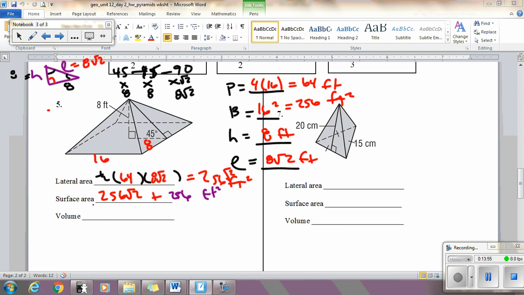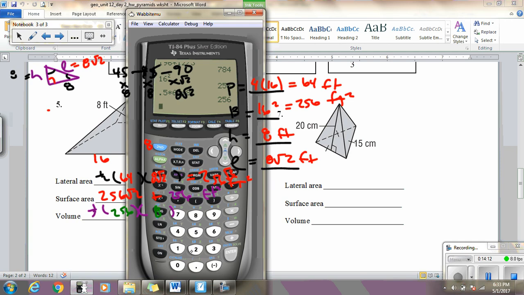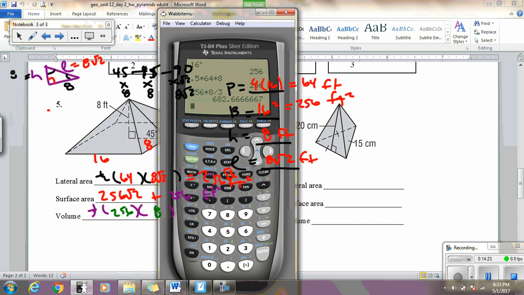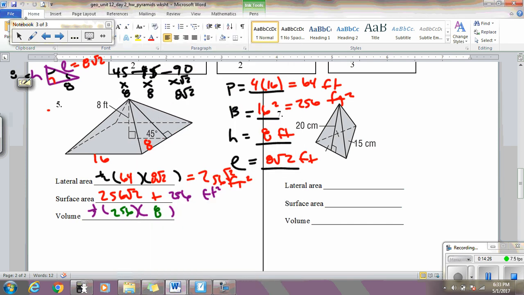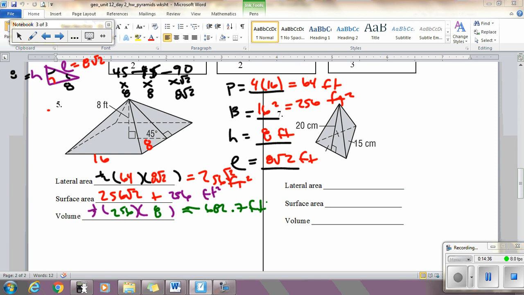Now to find our volume, again it's 1/3 B times H. B again is 256. H is 8. So in our calculator, we're going to multiply 256 times 8 and divide by 3. And you get roughly 682.7. Round it to the tenths. 682.7 feet cubed.